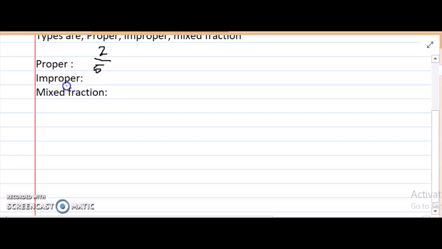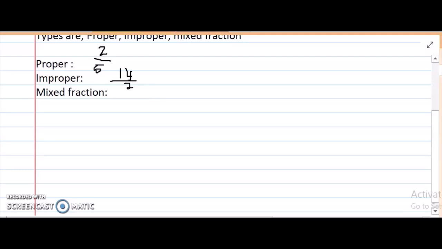Okay, so now improper. An improper fraction is basically the opposite of a proper fraction. If in a proper fraction the numerator is smaller than the denominator, that means in an improper fraction the denominator is smaller than the numerator. So, something like this. That's an example of an improper fraction, 14 over 2.